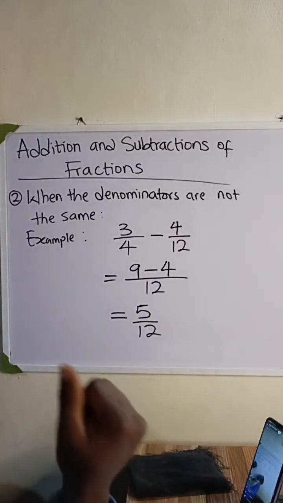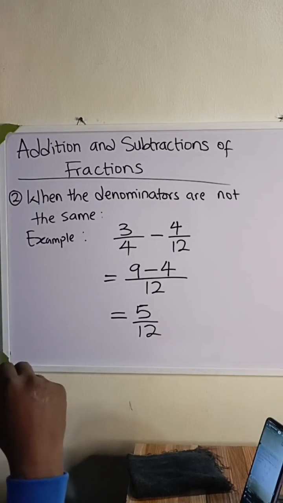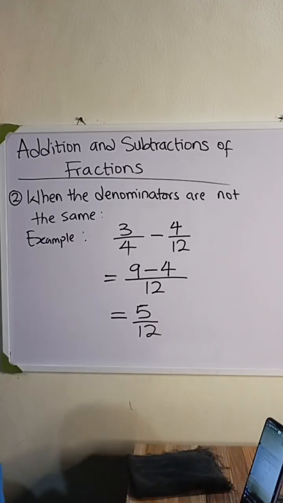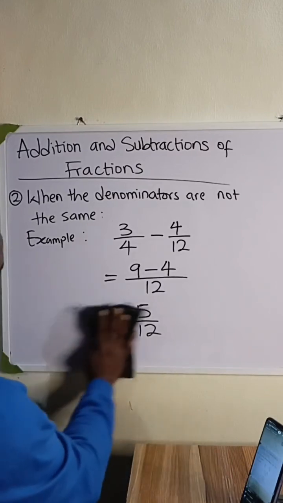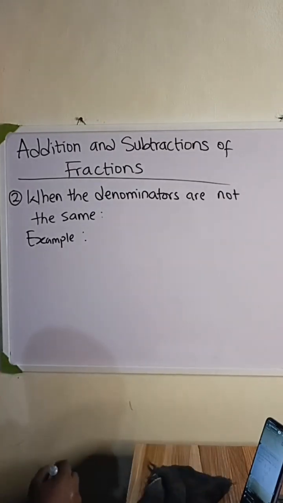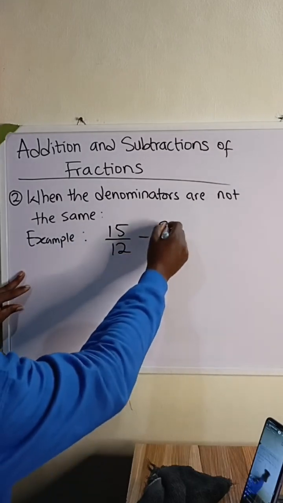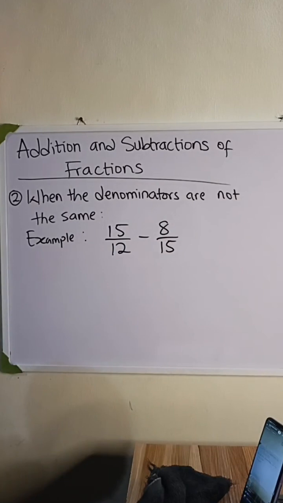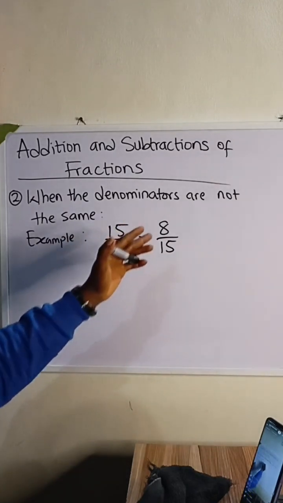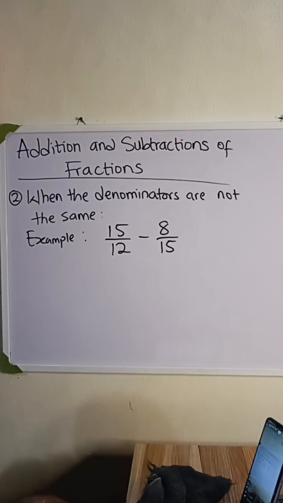So we have seen a situation where both denominators are less than 10. We've also seen a situation where one denominator is a multiple of the other denominator. So now we are going to see a situation where both denominators are more than 10. So in this situation, we have 15 over 12 minus 8 over 15. So in this particular situation, the denominators are different, correct? Second, both denominators are more than 10.